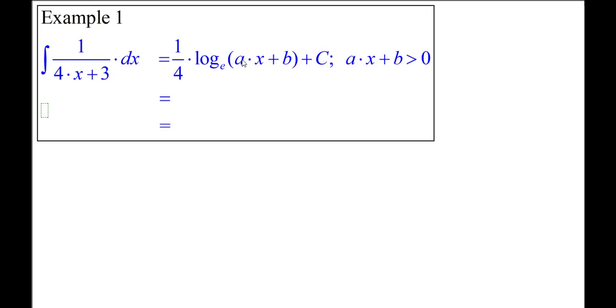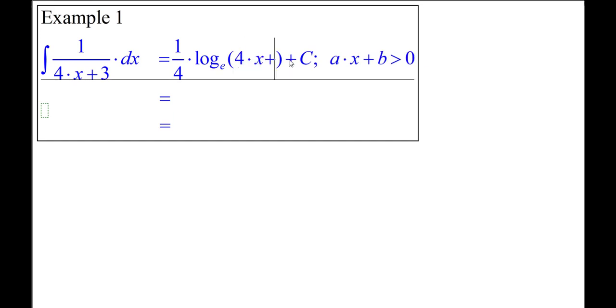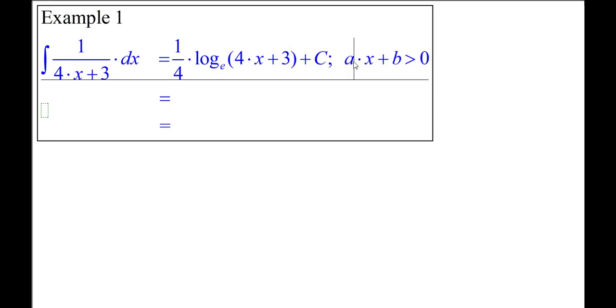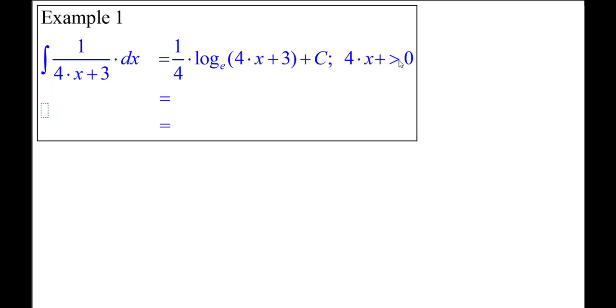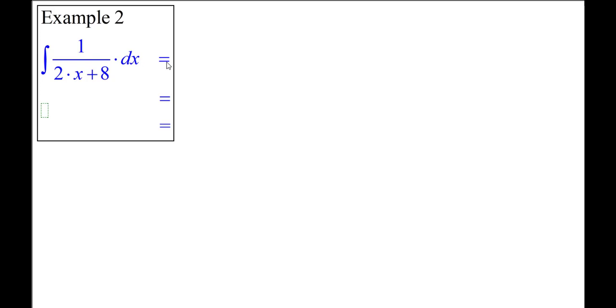I've got 1 over 4x plus 3. So the coefficient of x is 4, so that becomes 1 over 4, and then all I do is substitute ax plus b, which is 4x plus 3, and of course the constant term is c, and then I put 4x plus 3 should be greater than 0, because you can't have log of 0 or log of less than 0.